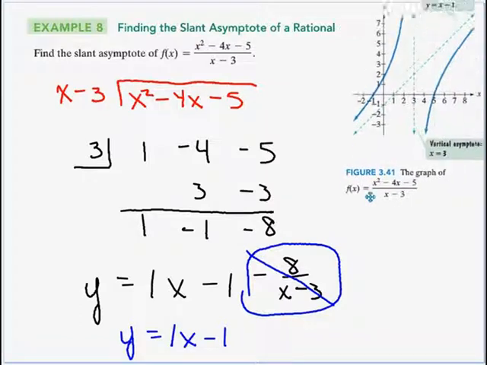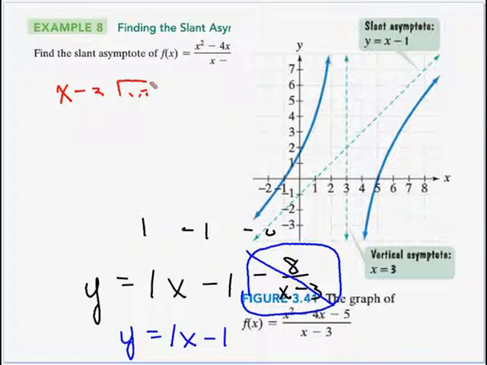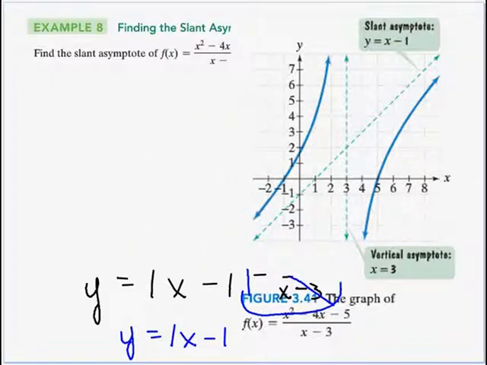If we were going to graph this, here's our xy plane. And we can graph the line x minus 1. You know, we'd have our y-intercept at negative 1 and our slope of 1, up 1 over 1, up 1 over 1. So there is our slanted asymptote.